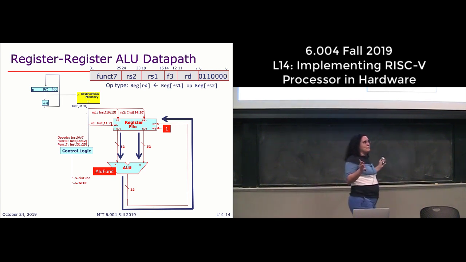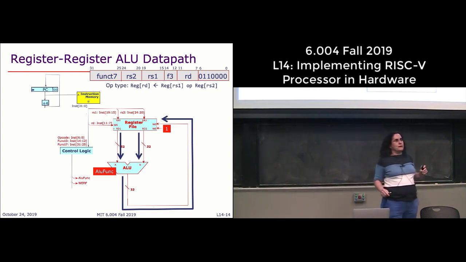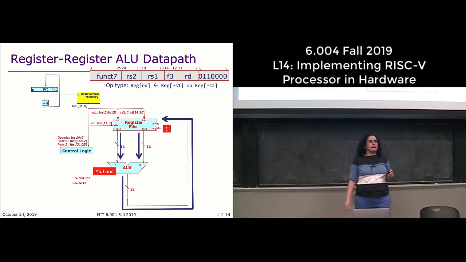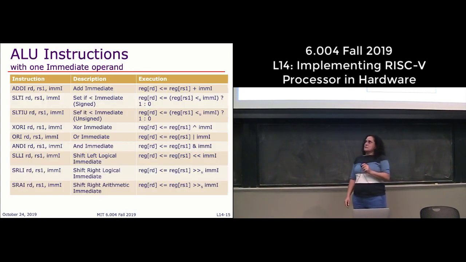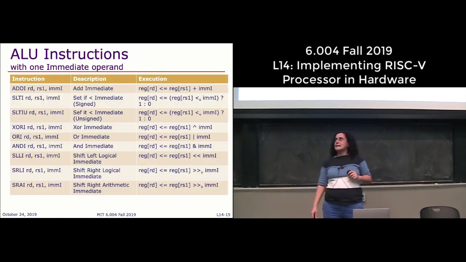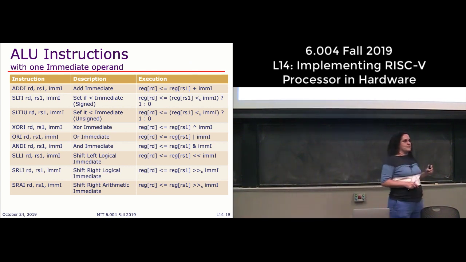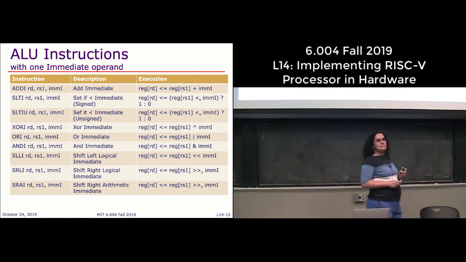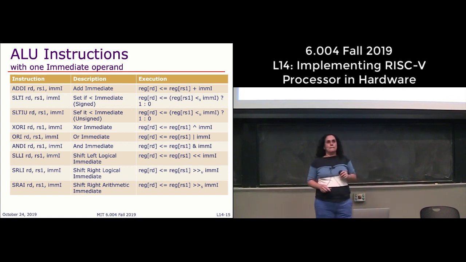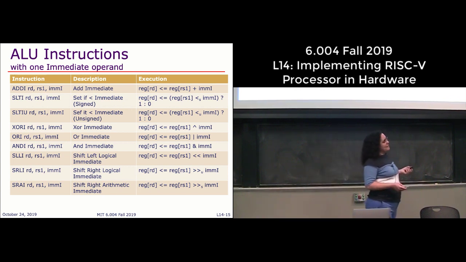So this is our data path for about 12 instructions or so. Not so bad. So let's continue this process. Okay? So the next set of instructions are the ALU immediate instructions. These are pretty similar to our 2-register ALU operations, except that now, instead of having my second source be from a register, it's from an immediate value.